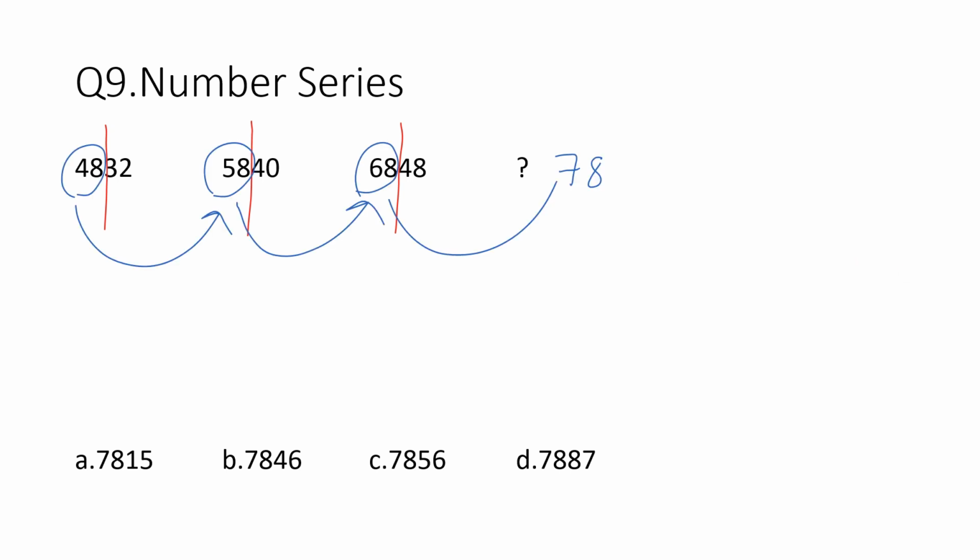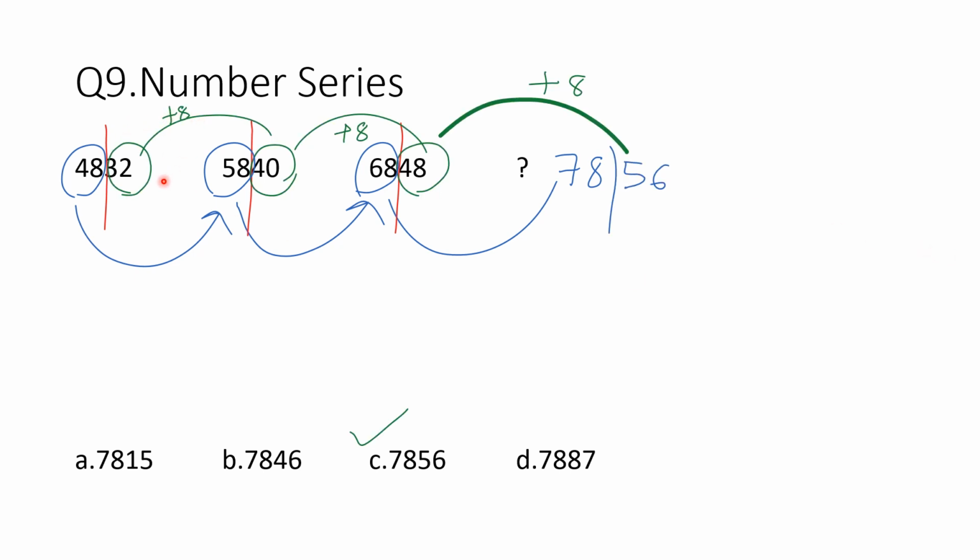So if you are seeing here, ये तो सामने समझ में आ रहा है, 48, 58, 68 का 78 आ रहा है. What about this one? There is also, the difference is very very clear. The difference is that of plus 8. So 32 plus 8 is 40. 40 plus 8 is 48. So if we again add 8 to 48, 56 आएगा. So 7856. That way. I had seen it like that first, right?